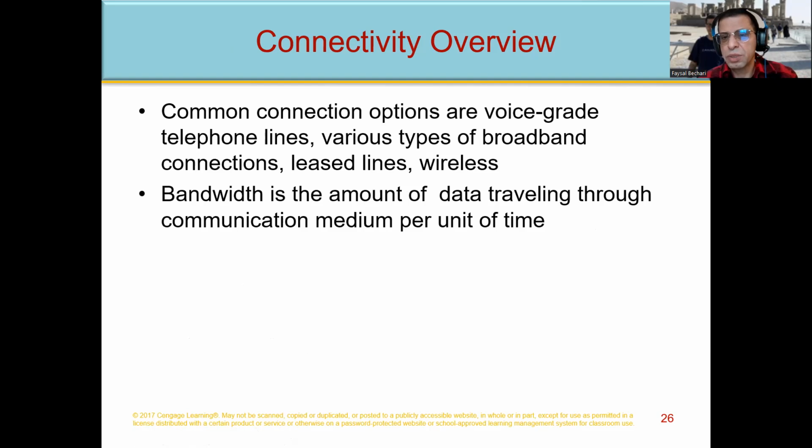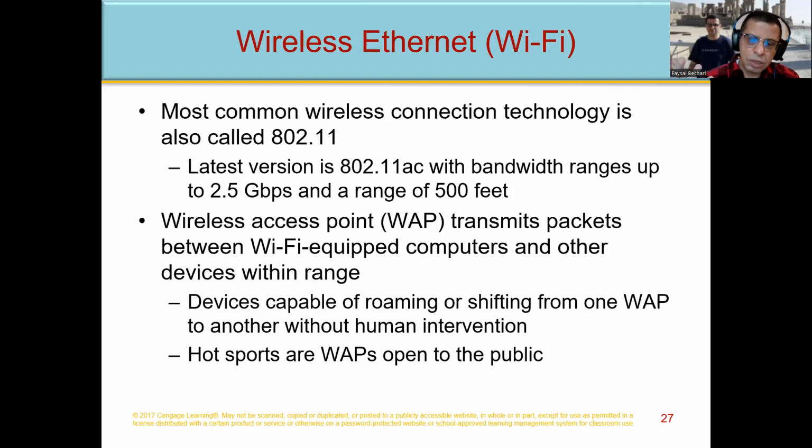Common connection options are a voice-grade telephone line like analog, various types of broadband connections, a leased line you can have, wireless you can have, all these types of connectivity. And then you have to consider the bandwidth, the download, the upload. Bandwidth is the amount of data traveling through a communication medium per unit of time. We'll explain what happened after COVID.